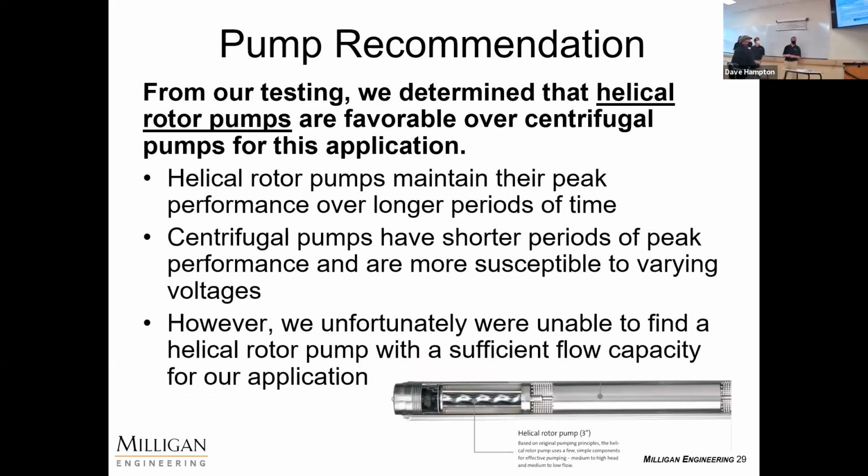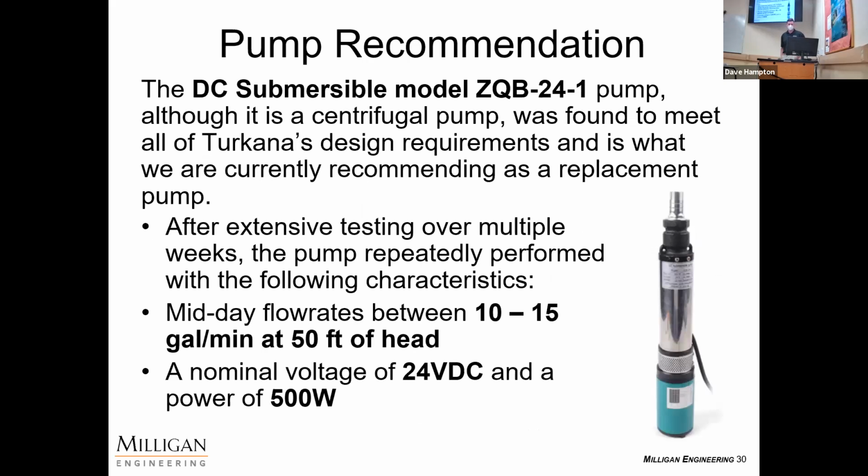Pump recommendation. From our testing, we determined that a helical rotor type of pump would be ideal, which is what we currently use. However, we couldn't find one with enough flow. They're ideal with solar since you have varying voltage. They're not susceptible to having a varying flow, as we saw in the graphs. It's a pretty flat line. Centrifugal pumps are kind of susceptible to when there's a varying voltage, the flow rate and pressure kind of drop off. So it looked like helical rotor was sort of an option for us. Unfortunately, we were unable to find one.